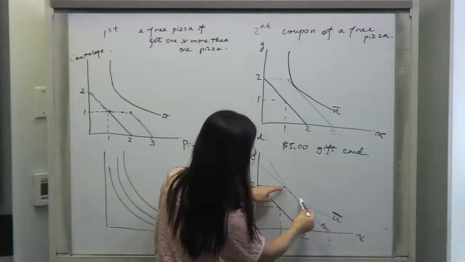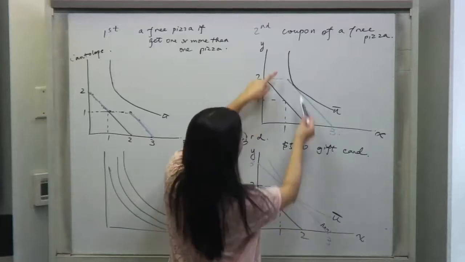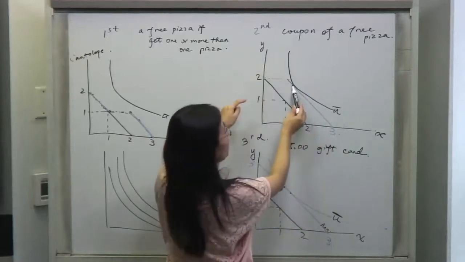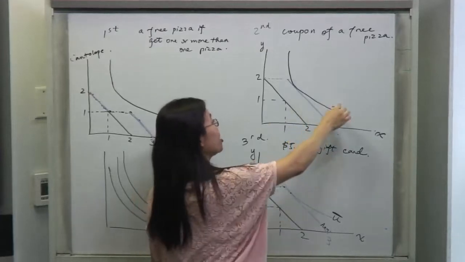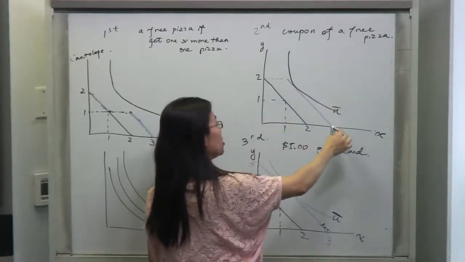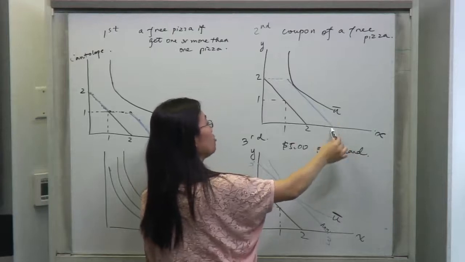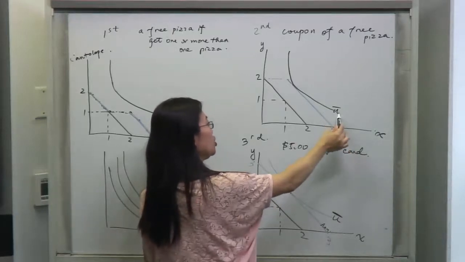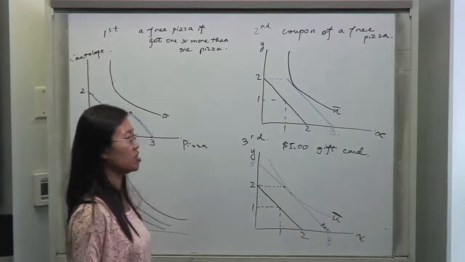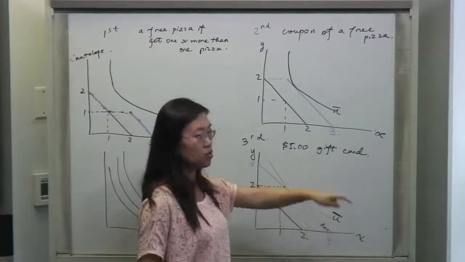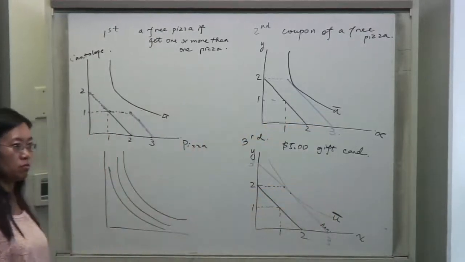Since this curve here is tangent to this part and will be tangent to this part at the same point. Okay, so since this indifference curve is tangent to the budget line, in this scenario, that means N is able to reach U hat by having a coupon, the same utility level that she would be able to reach, right?